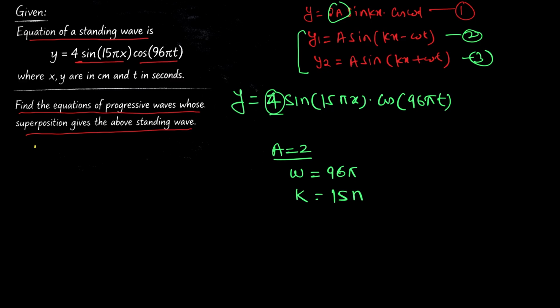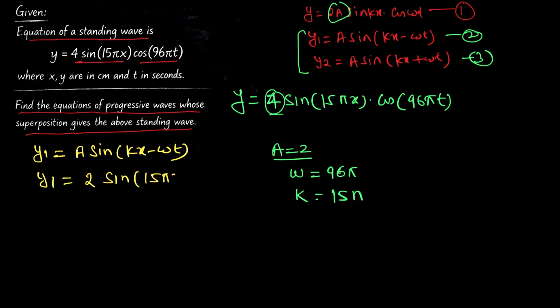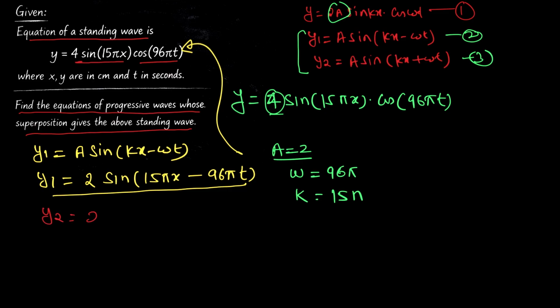So if I want to write the components of this one, then y1 is equal to a sin (kx minus omega t). I just have to substitute the values. So in place of a, that is 2, sin, in place of k, that is 15 pi into x, in place of omega, that is 96 pi t. So this is the first wave from which this wave is made. Now the second wave y2 will be equal to 2 sin (15 pi x plus 96 pi t). So this is the second wave from which it's made. So these are the components of this wave.